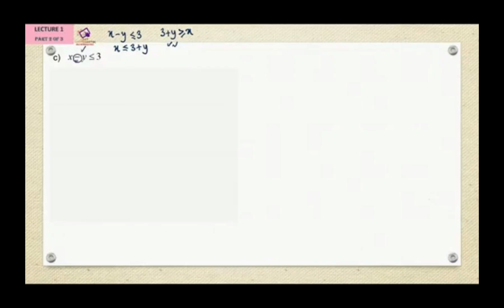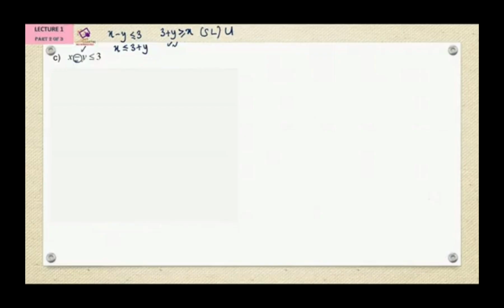Since we have greater than or equal, it means that this is an included boundary line. So this is SL, solid line, because it is an included boundary line. We should draw it as a solid line. Then the notation is greater than or equal, so this is the upper region. The region will be above the line.